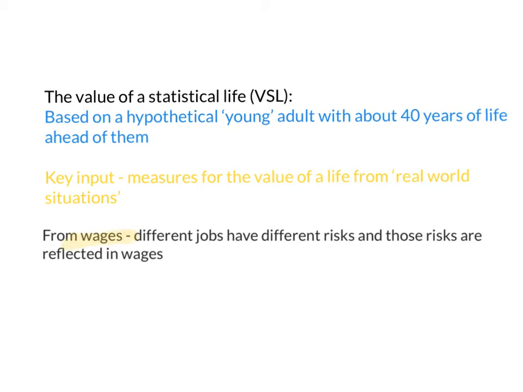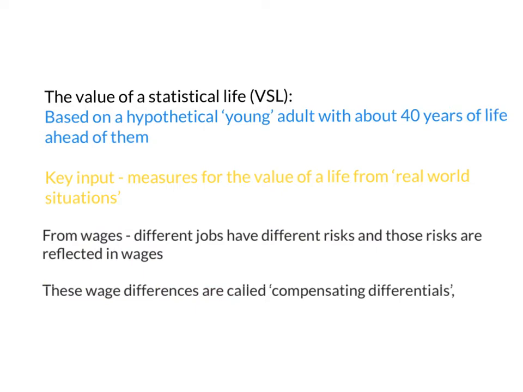We can look at wages because different jobs have different levels of risk. And in general, those risks are reflected in the wages. So more risky jobs will tend to have higher wages. These wage differences are called compensating differentials. And if we've got the difference in wages and we've got the difference in probability of death associated with the job that has the higher wage, we again can use that market data, just like we did for the car safety features, to work out the implied value of statistical life.